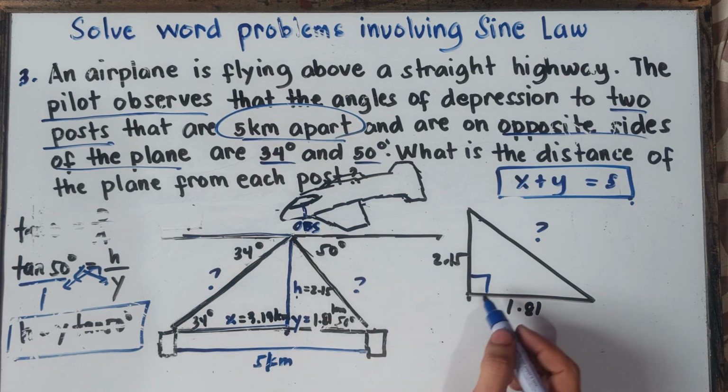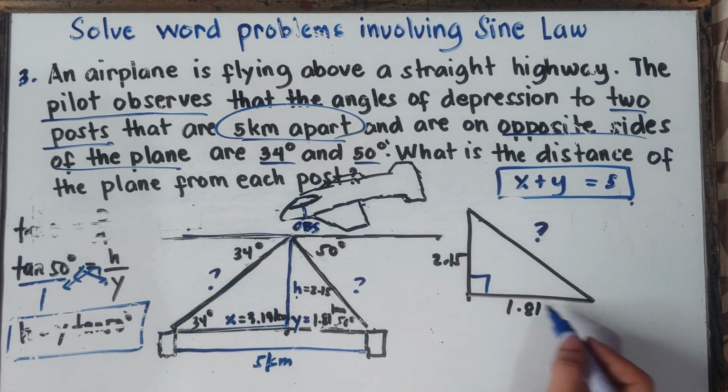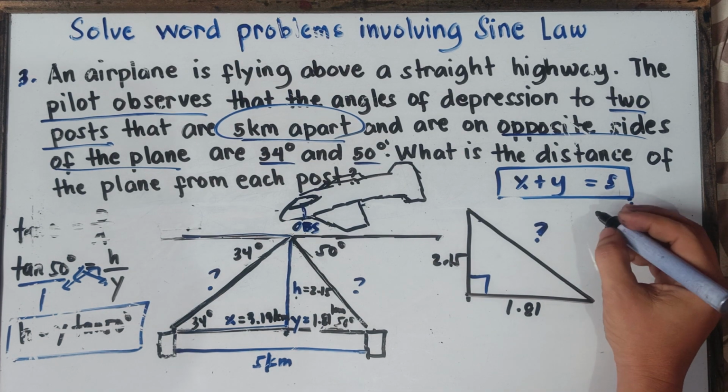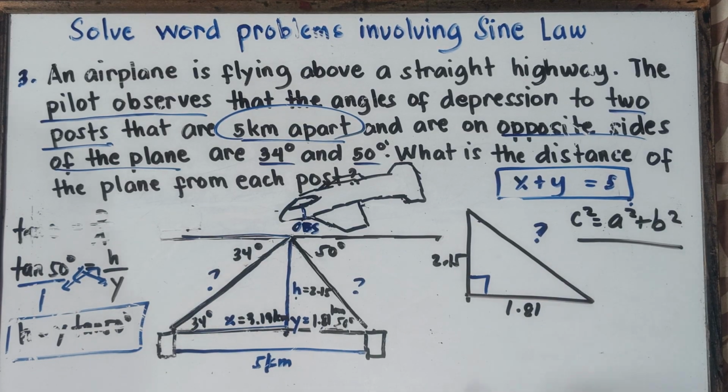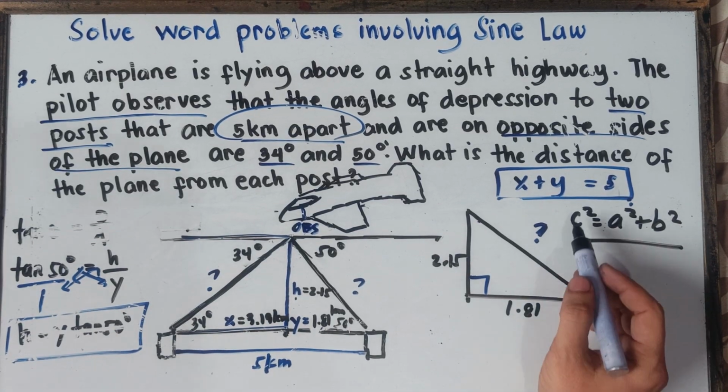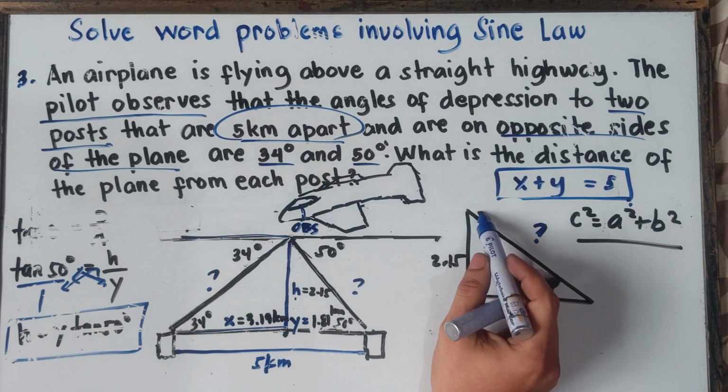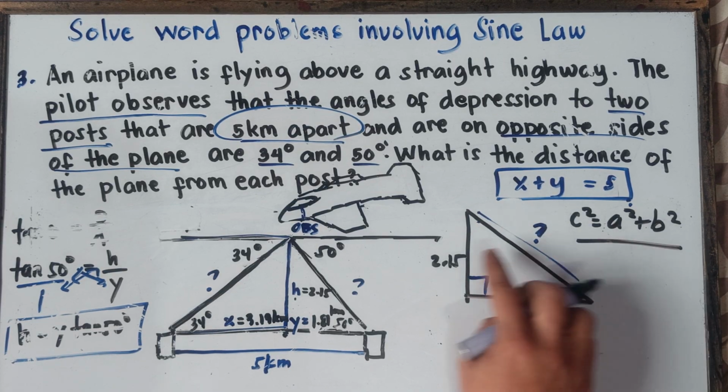If you have a right triangle, and you have this right triangle right here, therefore, class, we can apply the Pythagorean theorem, c squared equals a squared plus b squared. You still remember this one, class, Pythagorean theorem? So c is the hypotenuse, this one right here, the longest side. A and b are the legs.